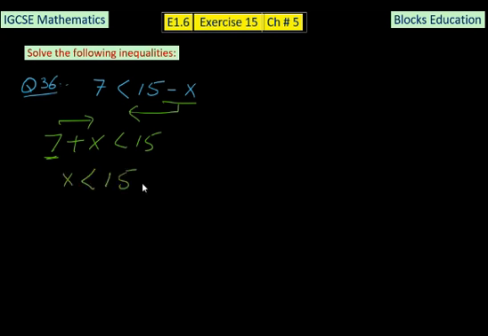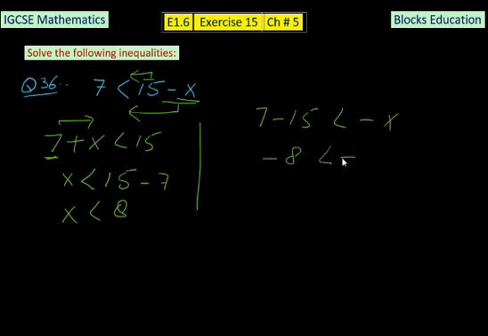Because it is plus here, it will be minus 7, and x less than 15 minus 7 is 8. Or alternately, what you can do, keep minus x here and move this 15 onto the left side. It will be 7 minus 15 less than minus x. 7 minus 15 is minus 8 less than minus x.